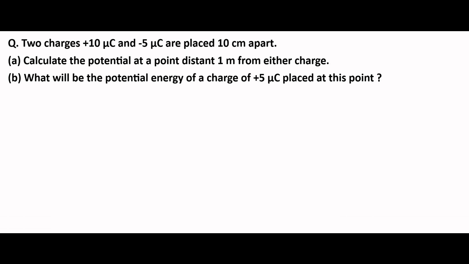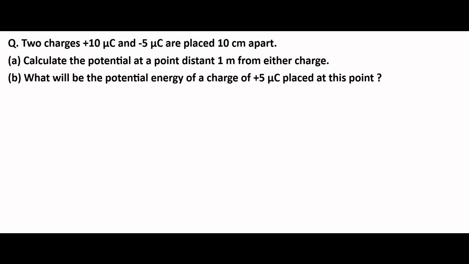So here is another question on electric potential. It is given that two charges, plus 10 microcoulomb and minus 5 microcoulomb, are placed 10 cm apart. First, we have to calculate the potential at a point distant 1 meter from either charge. And then, what will be the potential energy of a charge of plus 5 microcoulomb placed at that point?